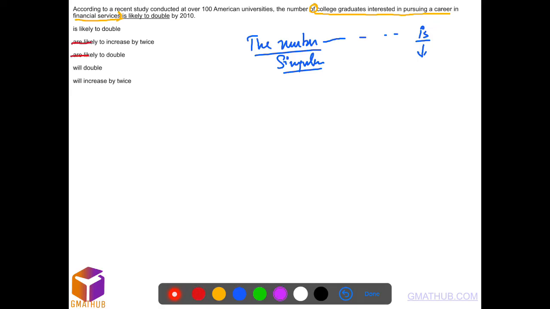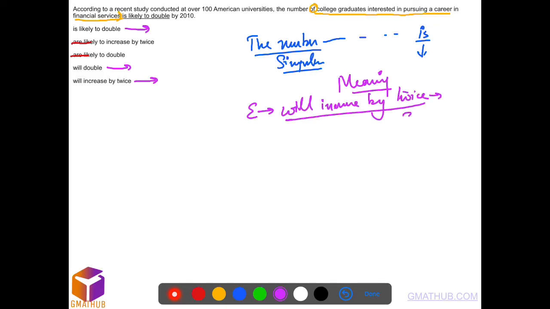Now if we see, grammatically will double is fine, will increase by twice is fine, is likely to double, all three are fine grammatically. Now we need to use the meaning part to eliminate the options here. If you see option E, which is will increase by twice, will increase by twice actually means it becomes 3 times. Is it the message getting conveyed? The author is saying is likely to double, so no way it's saying it's becoming 3 times or 4 times or anything, it's becoming 2 times. So this is wrong meaning-wise.